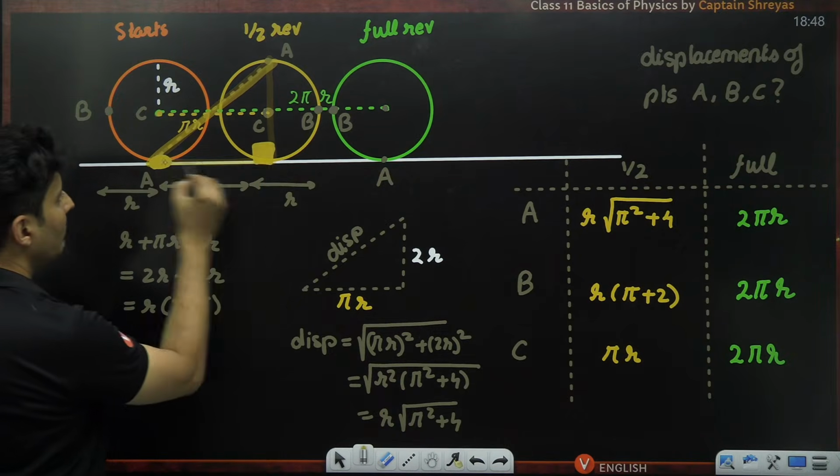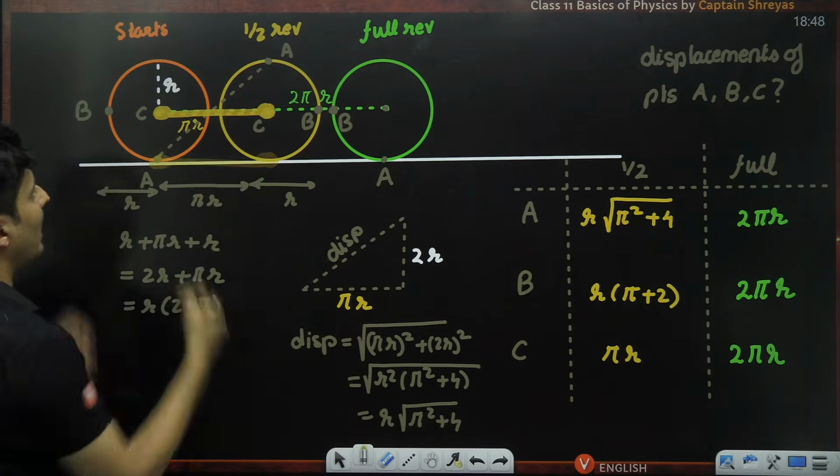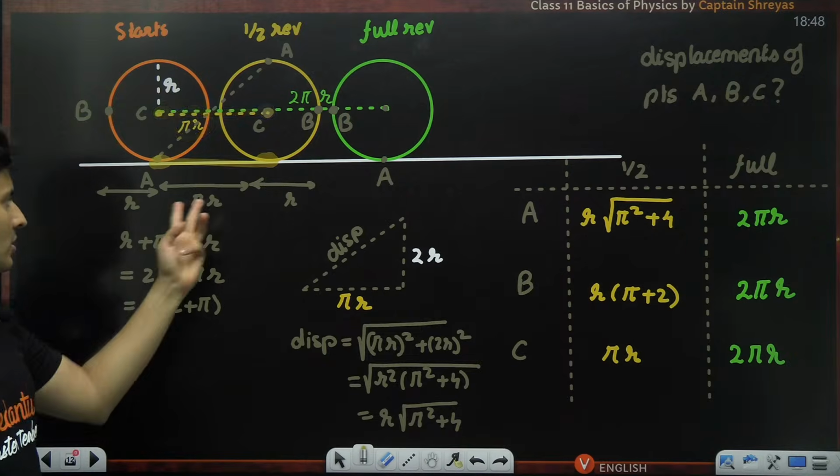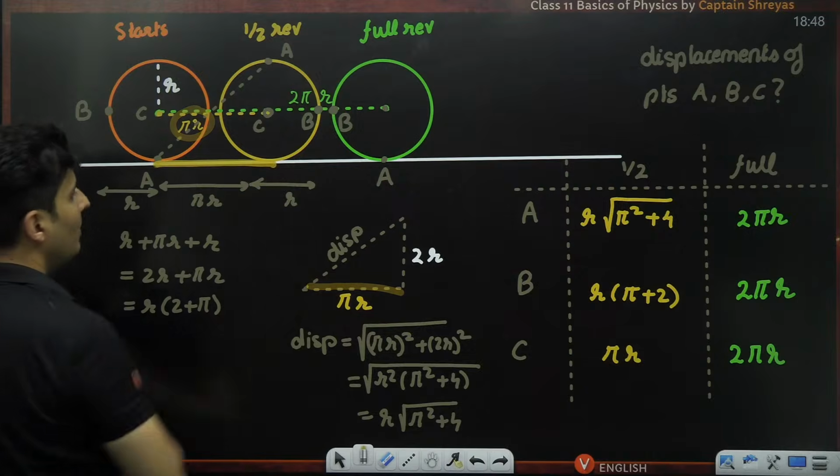So how much is the base now? The base is exactly going to be this distance, which is nothing but pi r. We have calculated that before also. Here also it is there. So the base of the triangle is basically pi r.